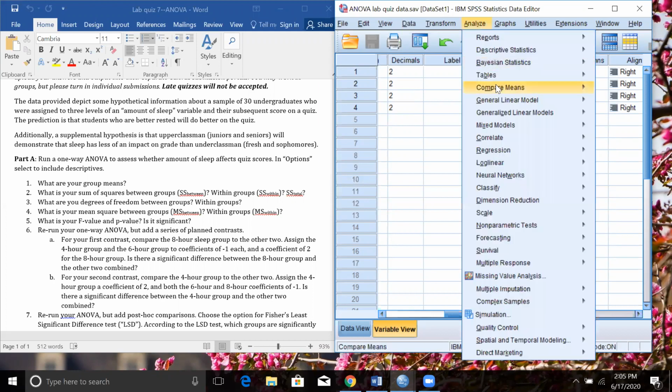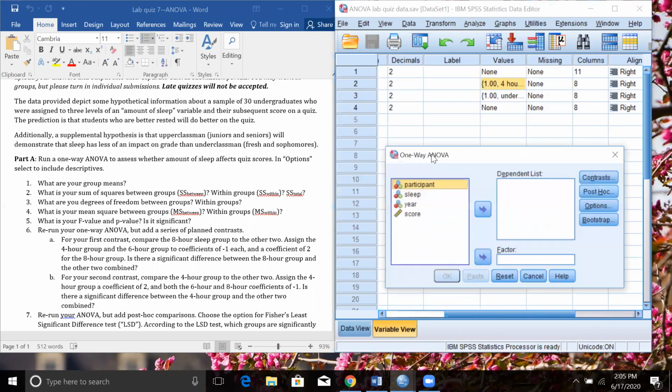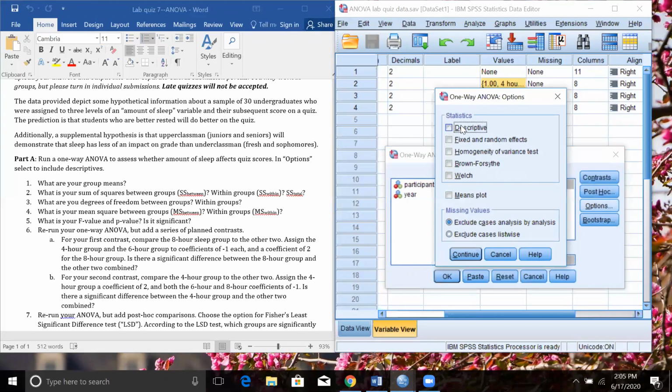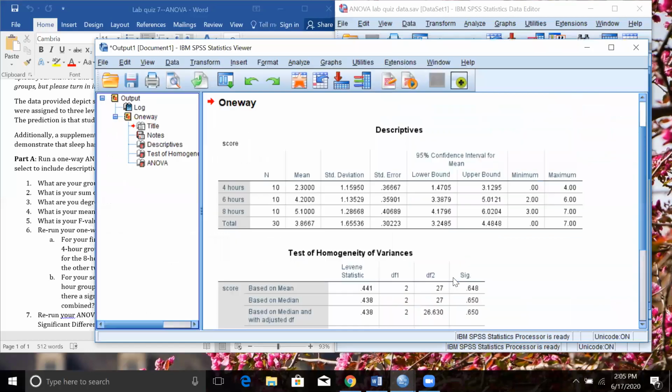So in trying to assess whether or not sleep impacts grade, here's how we're going to run our first ANOVA. You're going to go to compare means. You're going to go to one-way ANOVA. The DV goes into the dependent list box, and the IV goes into the factor box. In terms of things we want to do before we run the analysis, we can run descriptives. This will give us the actual means in the different groups. Just for fun, let's run a homogeneity of variance test too. And then here's our output.